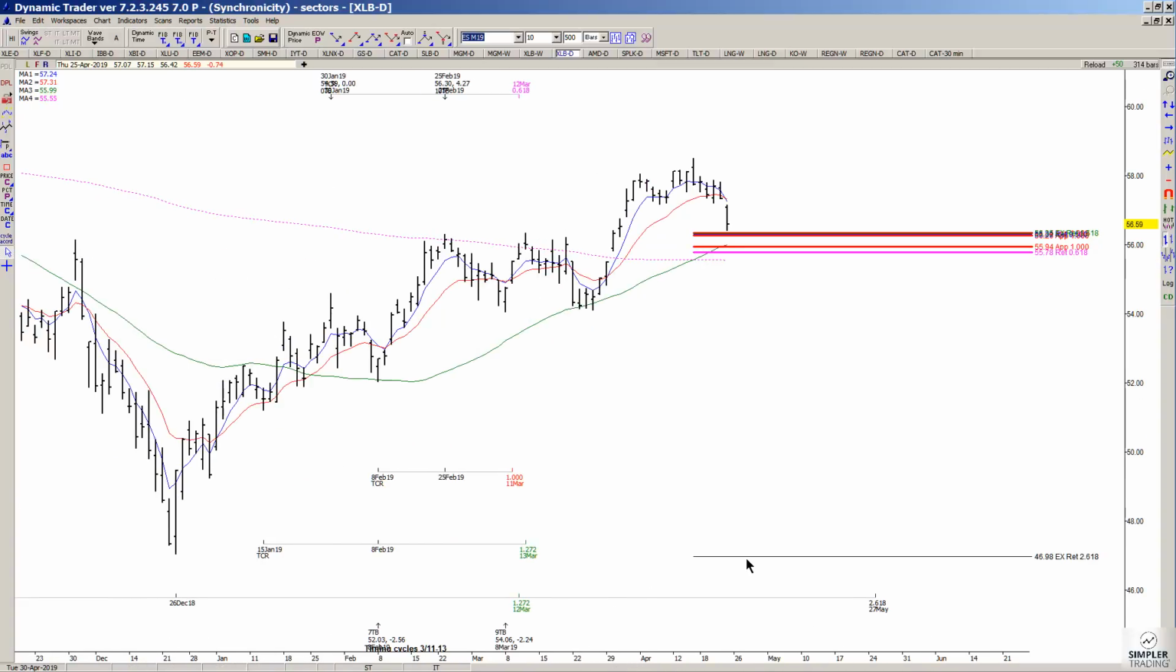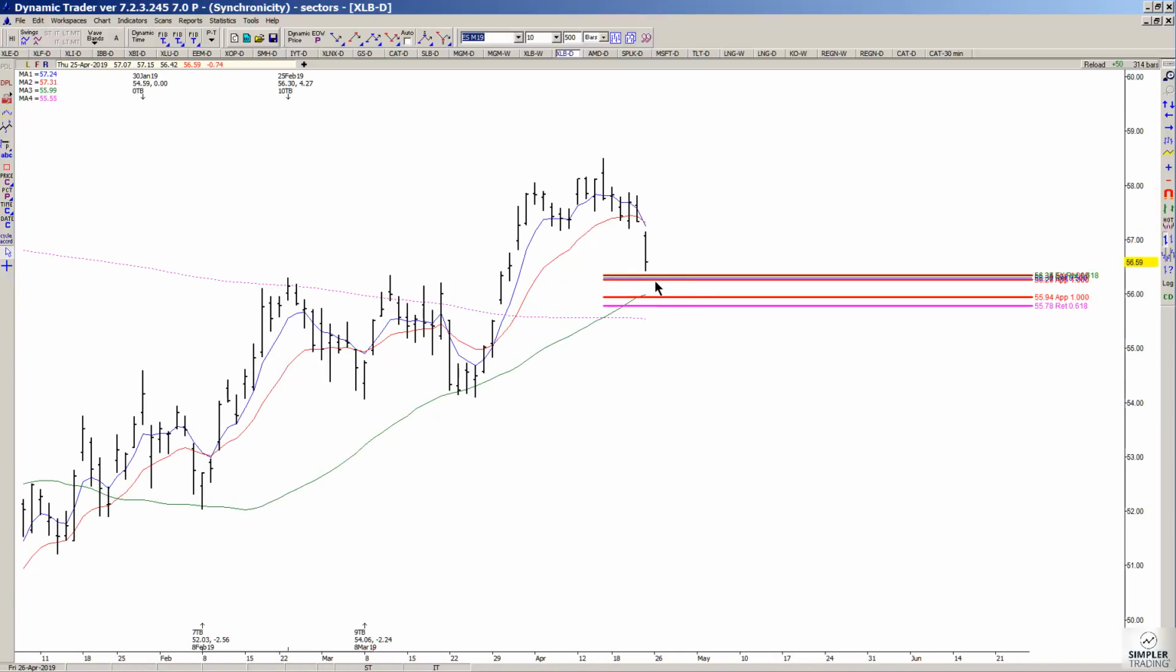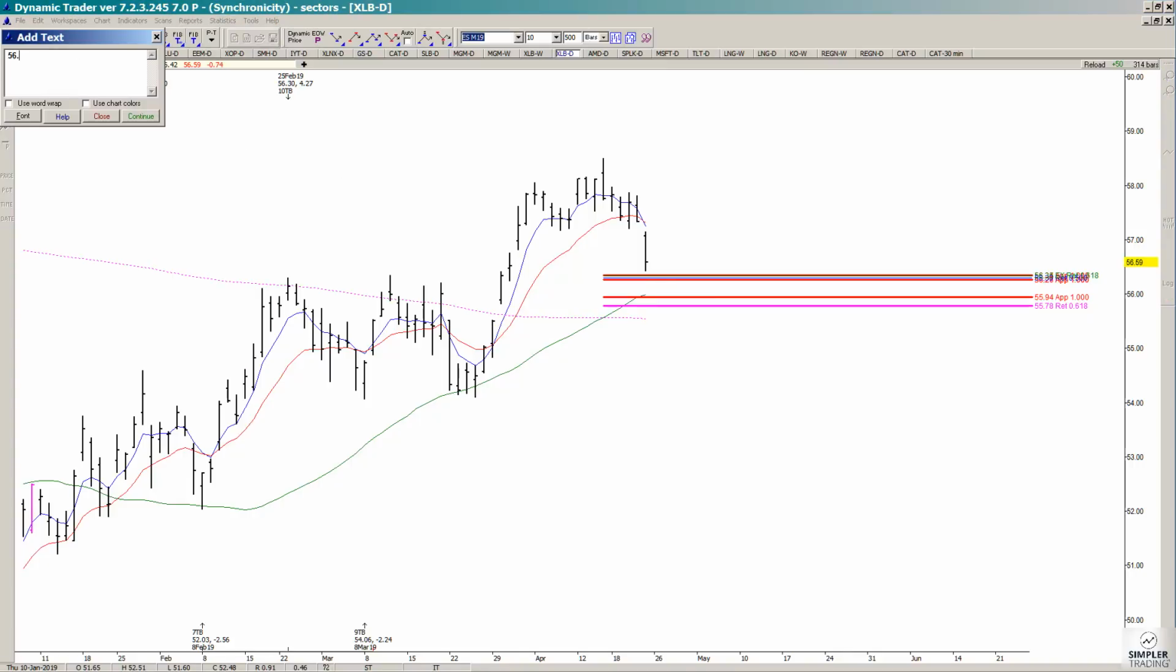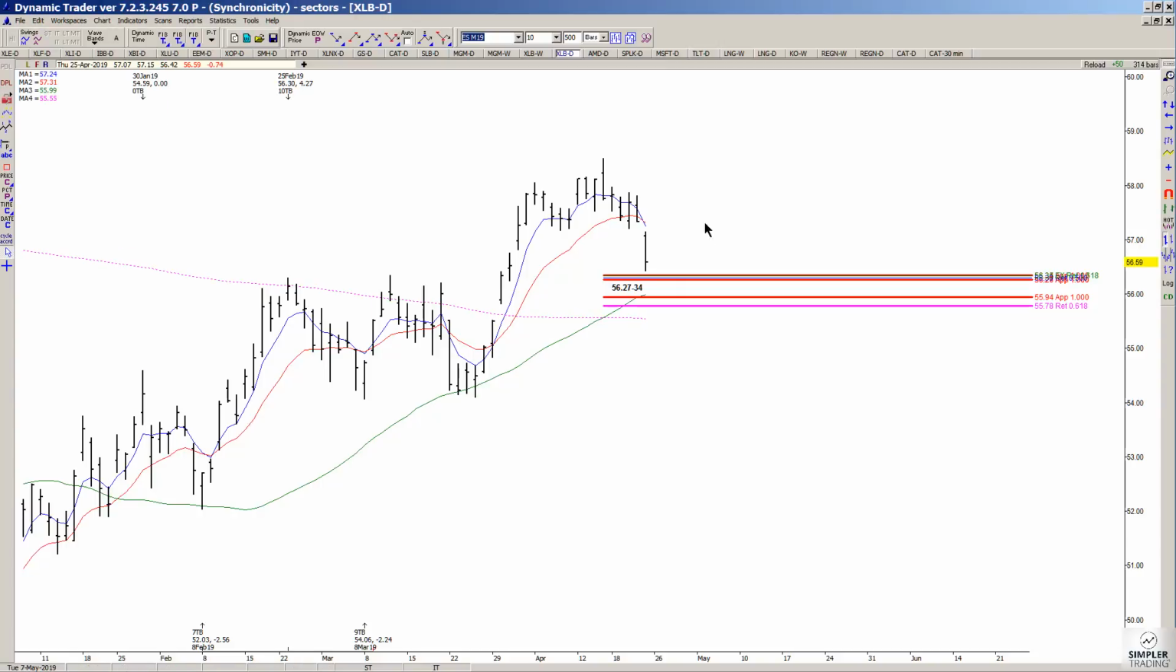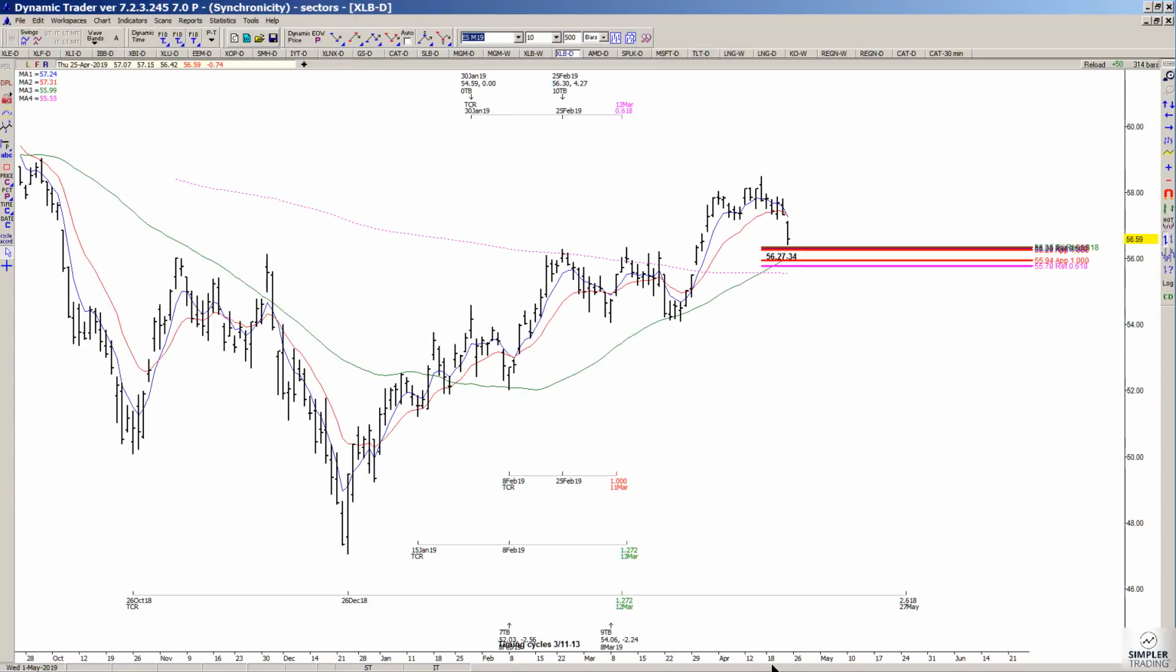Now that we're having a symmetrical pullback, it's time to look for new buy triggers against one of these two zones. Either 5627, let's say 5627 to 34 area, or the 5578 to 94 area. So bottom line, we're going to see if we can test and hold above one of these two zones. If we do, we go down to a lower time frame chart and we look for a buy trigger.